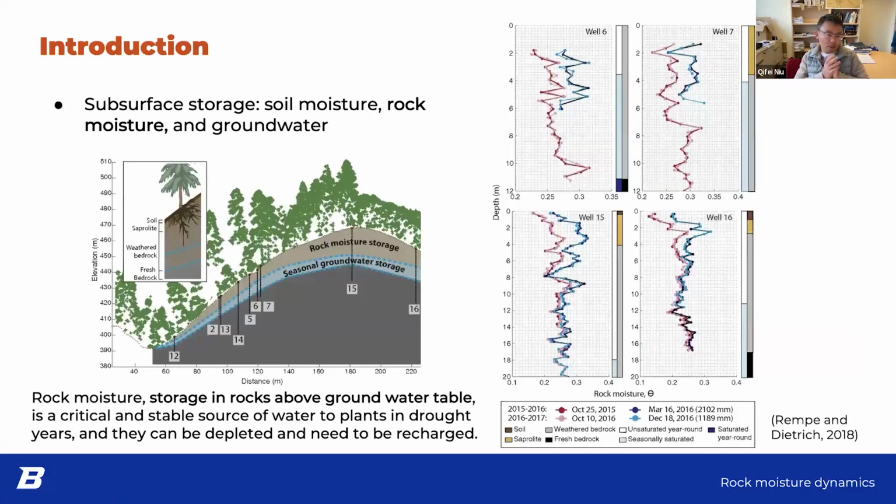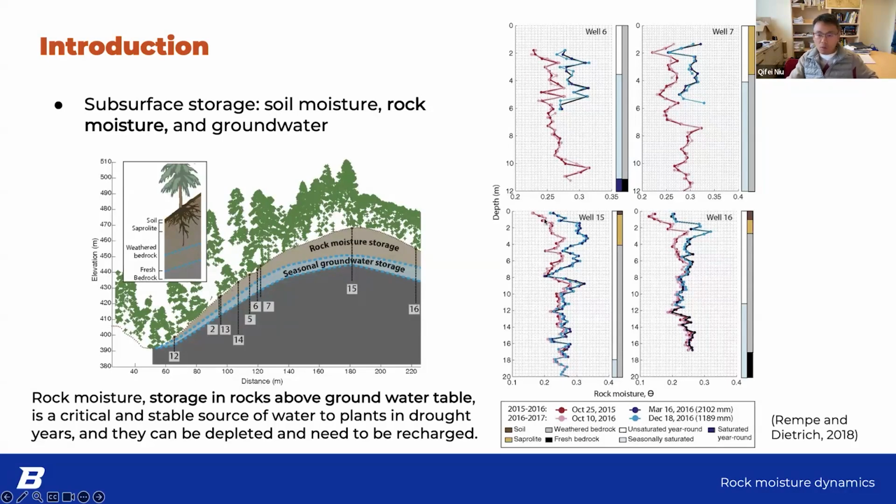Within the Earth's critical zone, we're talking about subsurface storage. In the subsurface, water can be stored in three different forms. One is soil moisture, the moisture contained in the soils, which, for example, is ignored in this plot. Also rock moisture, the moisture contained in the fractured bedrock, which is above the intact bedrock. And groundwater is the saturated groundwater, usually thought to be at the fractured bedrock and fresh bedrock interface.